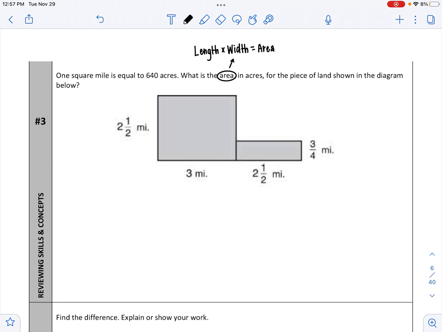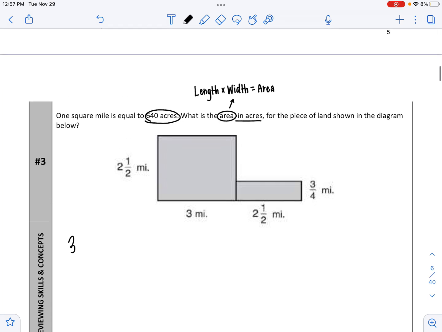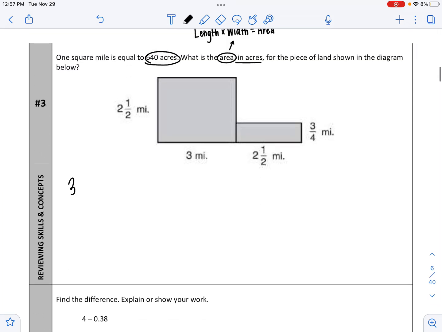Question 3. 1 square mile is equal to 640 acres. What is the area in acres for the piece of land shown in the diagram below? So, I know that I can find the area of both pieces of land connected in this diagram using my area formula. Length times width equals area. Now, in order to find the area in miles, I would simply multiply 3 times 2.5.